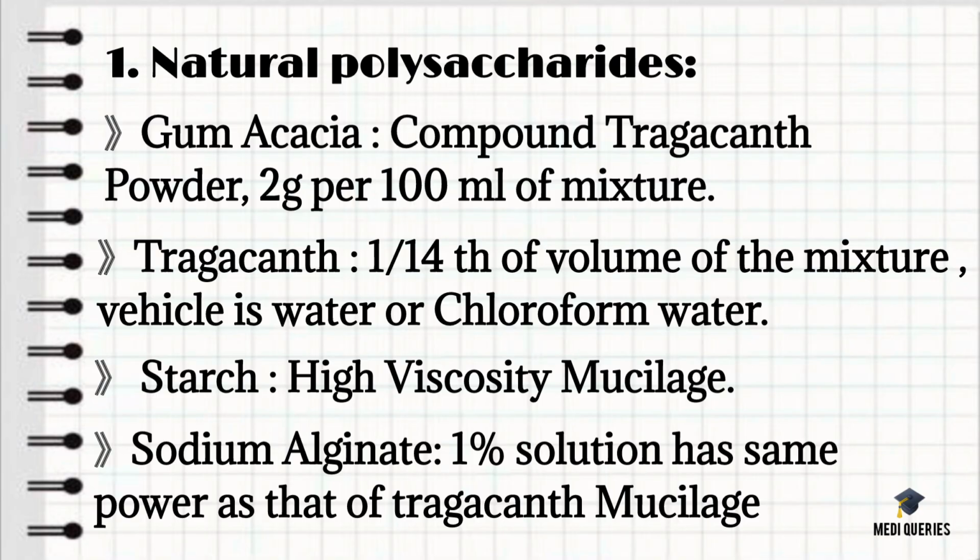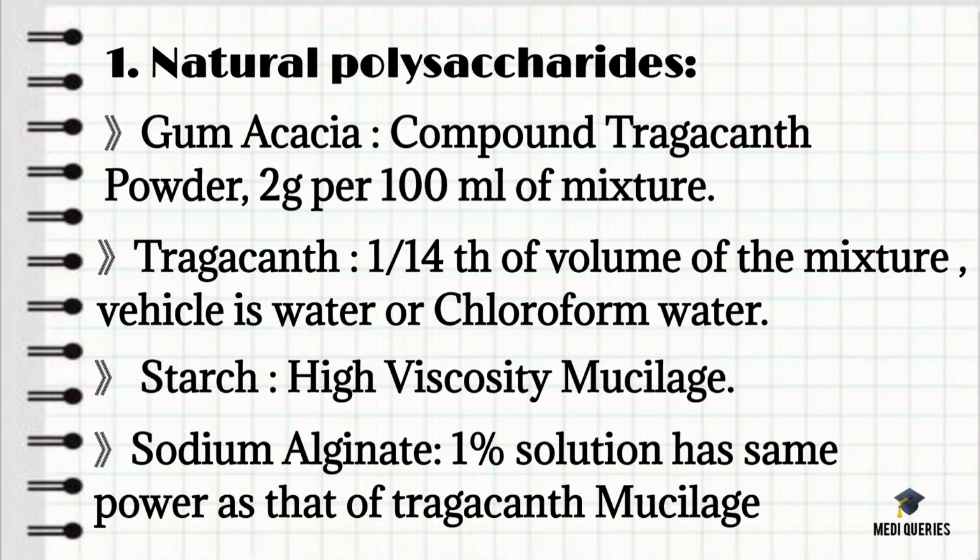Okay. And next one is the starch. The starch is sometimes used with other suspending agents because of the high viscosity of its mucilage here. It is an ingredient of a compound tragacanth powder. Okay. And next one is the sodium alginate. It forms a viscous solution when dissolved in water. Its 1% solution has the same suspending power as that of the tragacanth mucilage here.